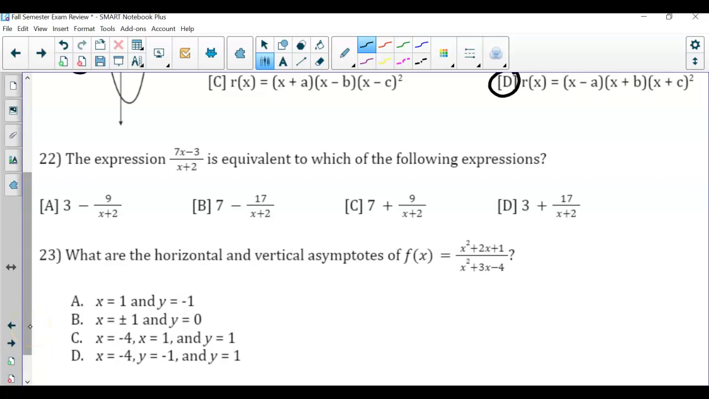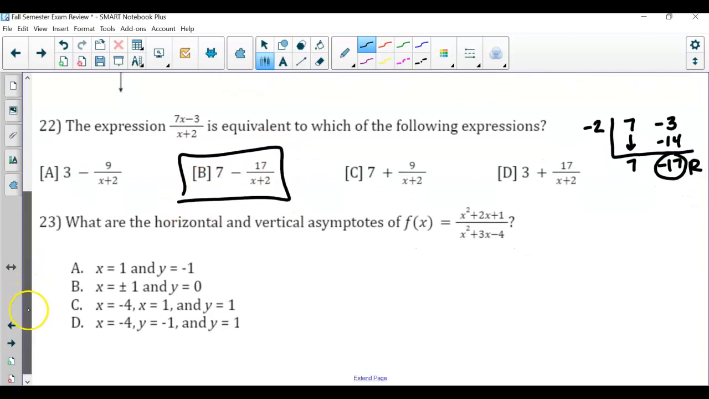Question 22. Which expression here is equivalent to this expression, which really is division? I'm dividing this 7x minus 3 binomial by x plus 2. So we can use synthetic division. And I've got negative 2, right? Change the sign of the divisor. Now I've got 7 and negative 3 here. Bring down 7. Now I'm going to multiply negative 2 times 7, which is negative 14. And when you add, you get negative 17, which is your remainder. That's why the answer is B.